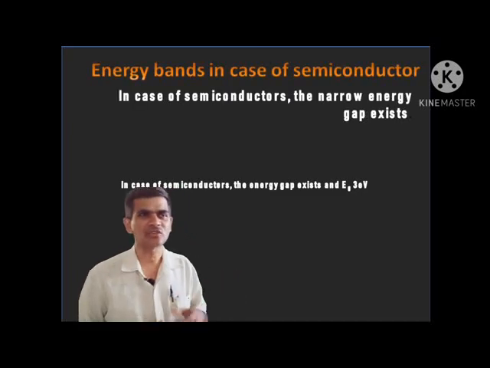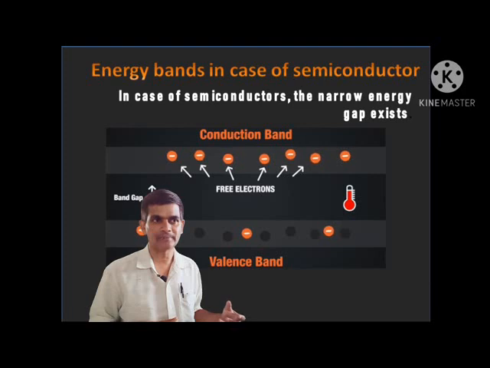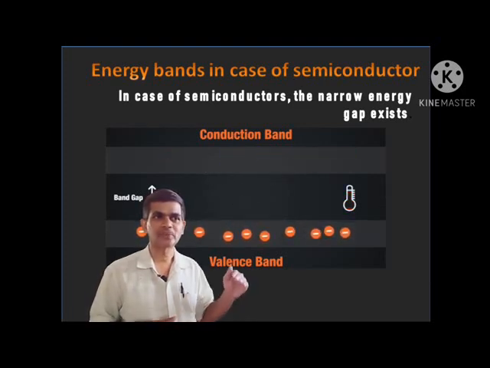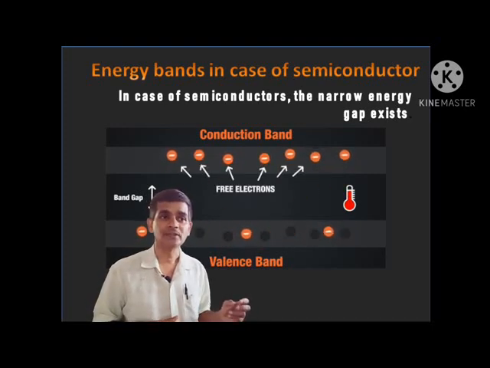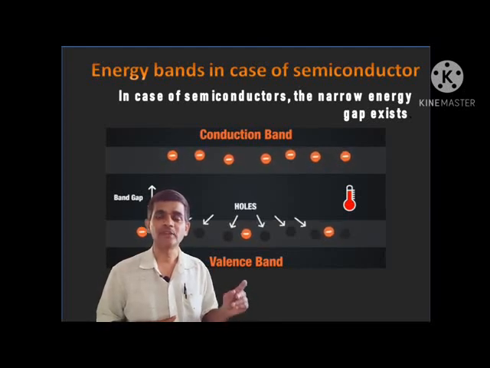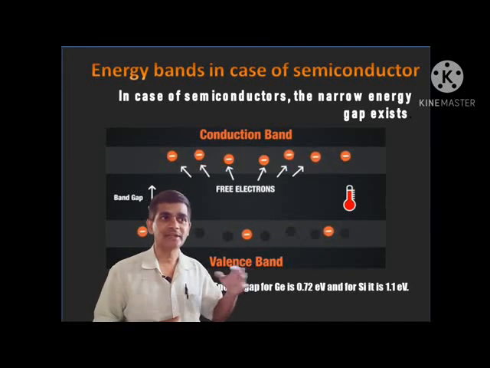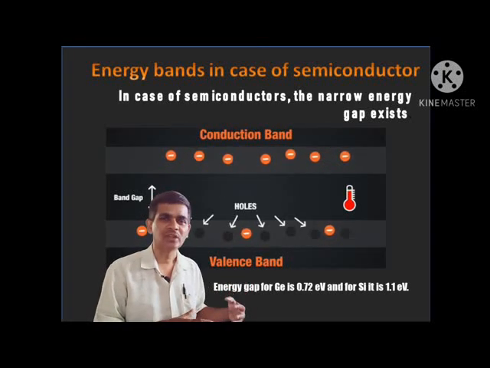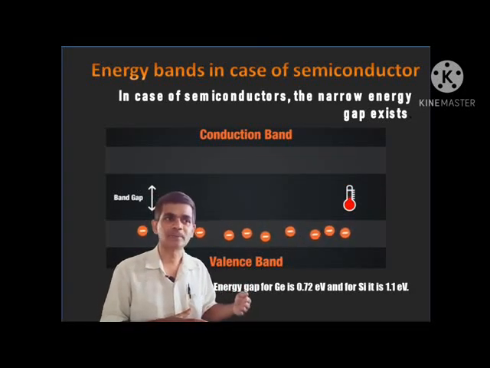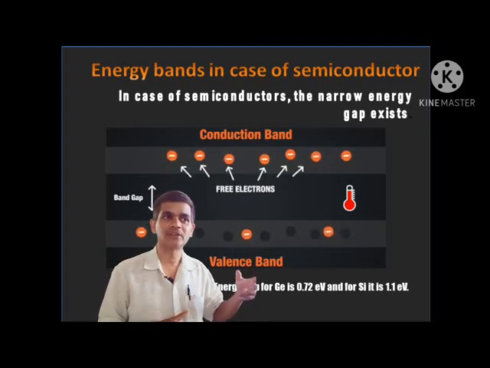Let's see the energy bands in the case of semiconductors. You can see in the pictures, in a semiconductor, a narrow energy gap exists between the valence band and conduction band. That gap is on the order of 0.72 electron volt in germanium crystal, one of the semiconductors, or in another semiconductor, silicon, the energy gap is 1.1 electron volt. Due to that, as the temperature increases, electrons jump from the valence band to the conduction band, creating a vacancy in the valence band called a hole, and the electrons present in the conduction band are called electrons.